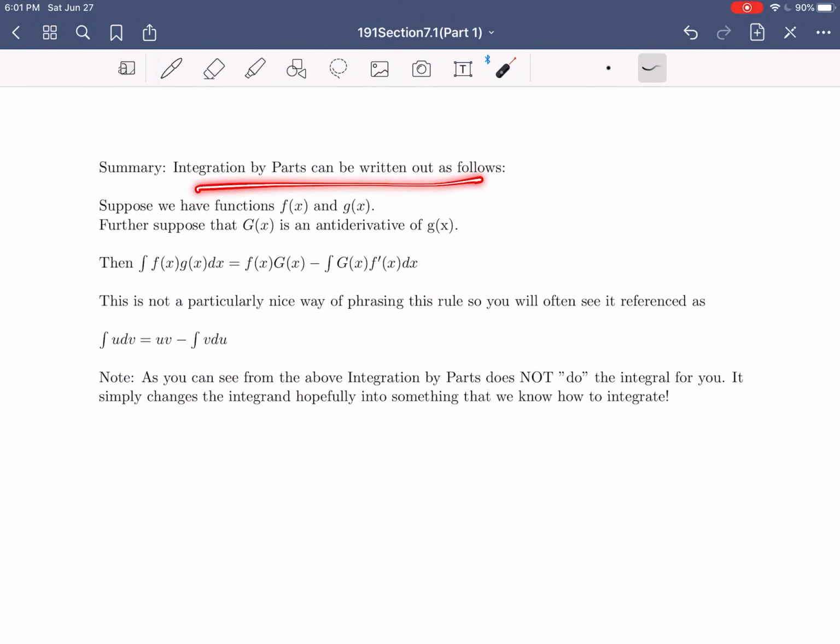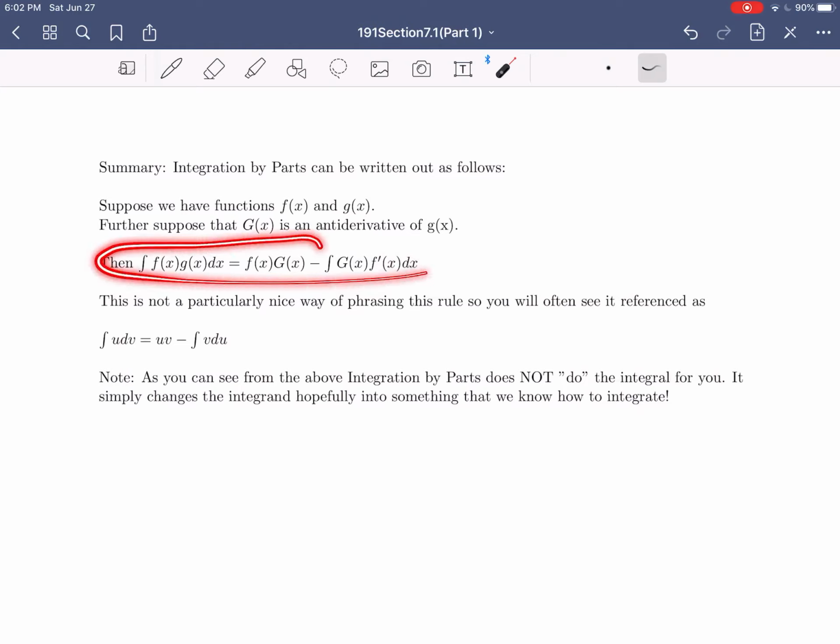You can phrase integration by parts very formally as follows. Suppose we have the functions f of x and g of x, and further suppose that capital G of x is the antiderivative of little g of x. Then the integral of f of x g of x dx, the integral of the product, can be found by taking f of x times the antiderivative of g of x, minus the integral of the antiderivative of g of x times the derivative of f of x dx.